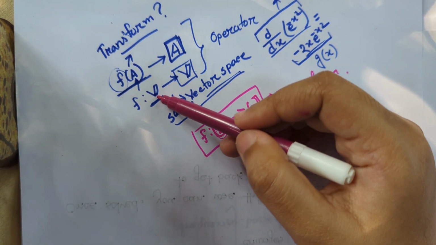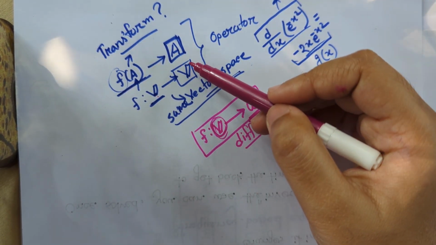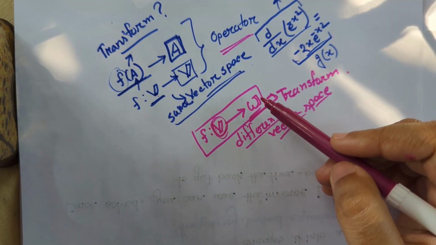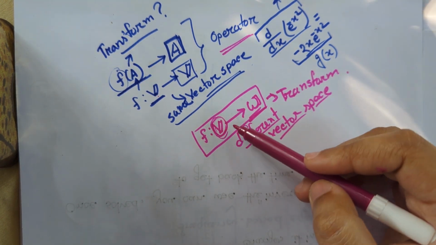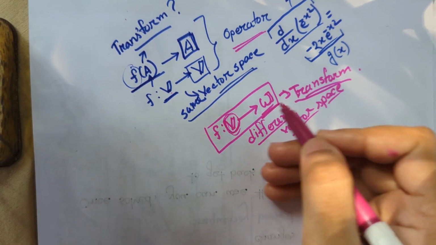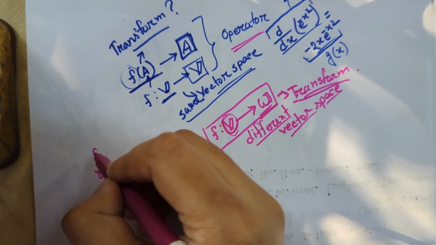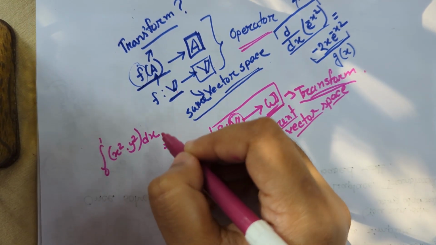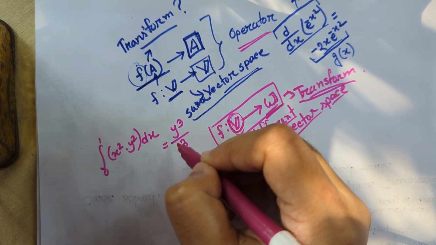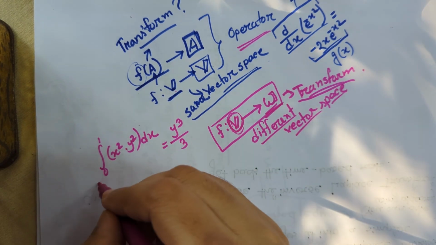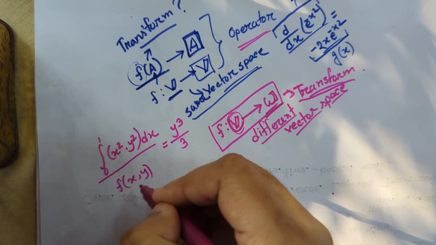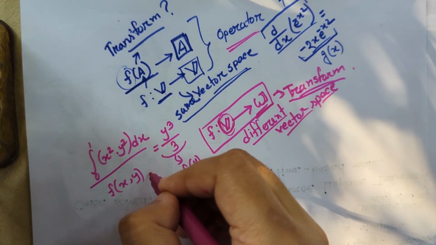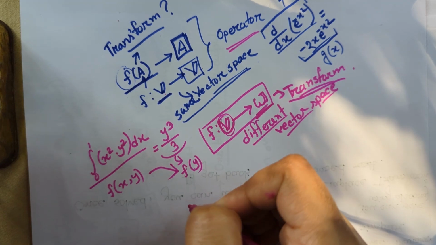If we get our output from the same vector space as another function of the same vector space, then that is not called transform, that is operator. And if we get a function from another variable's function, then this is called the transform. Let's see an example of this different vector space. Suppose it's the integration of x square into y square dx. Then we will get output as y cube by 3. Here this is a function f of x and y, meaning the variables are x and y, and we got the output as a function f of y. So we transform this function into a different vector space. This is called the transform.